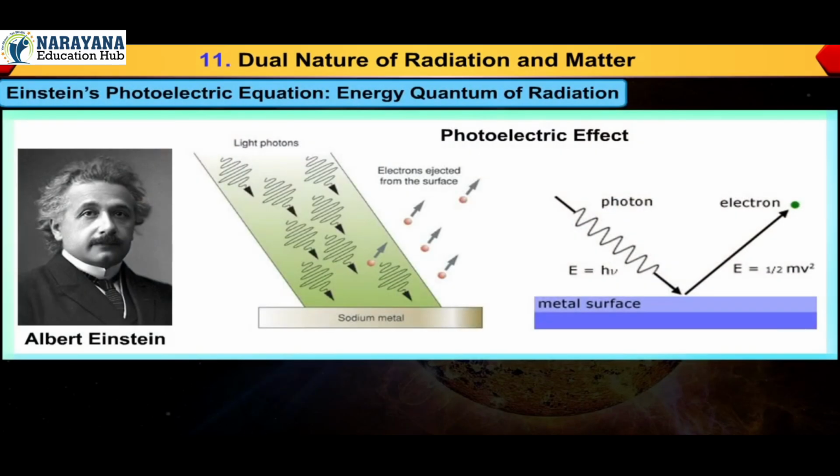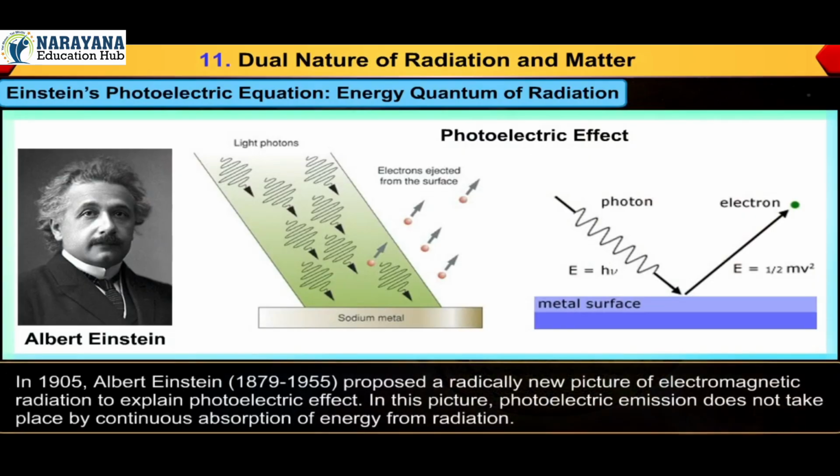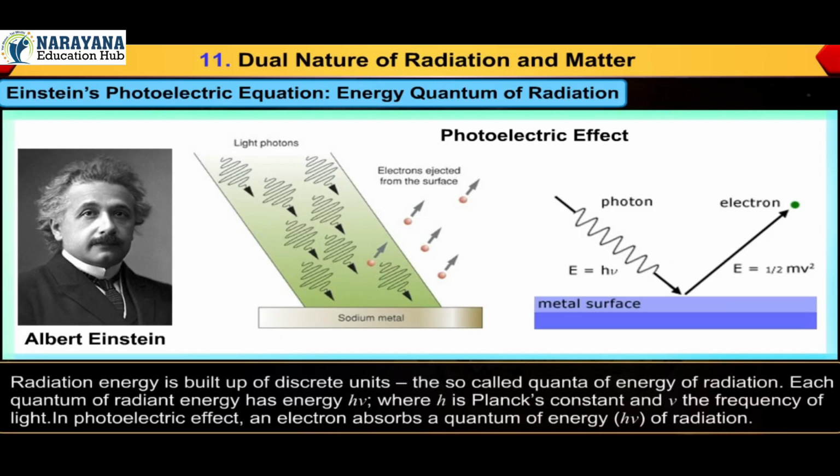Einstein's photoelectric equation, energy quantum of radiation. In 1905, Albert Einstein (1879 to 1955) proposed a radically new picture of electromagnetic radiation to explain the photoelectric effect. In this picture, photoelectric emission does not take place by continuous absorption of energy from radiation. Radiation energy is built up of discrete units, the so-called quanta of energy of radiation.